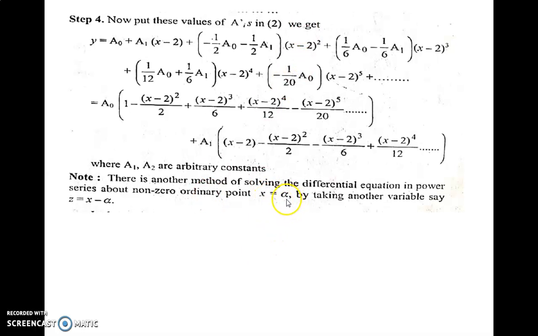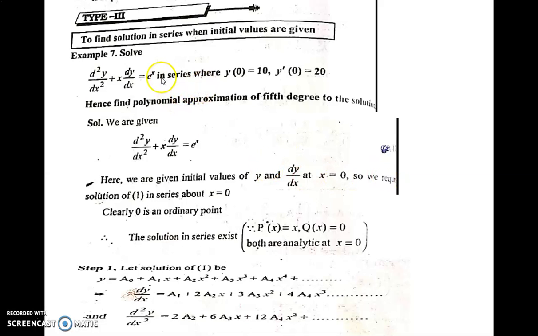Okay students, next come to type third. What is type third? To find solution in series when initial values are given. Now, we have to find the solution in power series, but when initial values are given. What are the initial values? Here you see, we are given the value y(0) equals 10. What does it mean? That at x equals 0, we are given the value of y as 10. And at x equals 0, we are given the value of y dash equals 20.